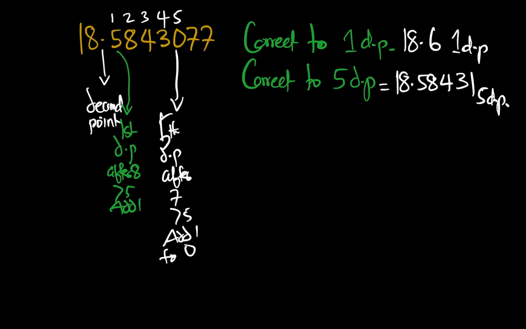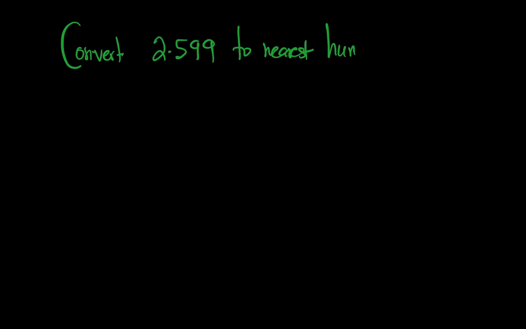Now let's take a look at another one. Let's say that we are being told to convert 2.599 to the nearest hundredth. To the nearest hundredth.